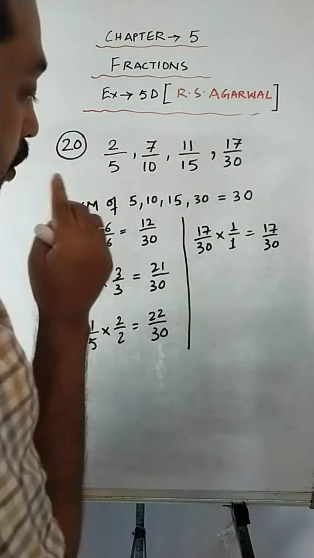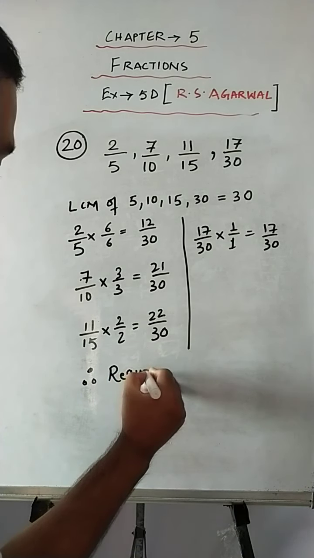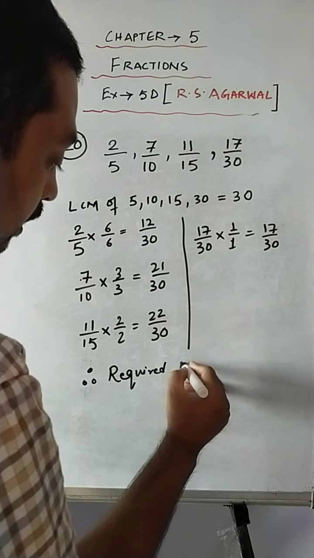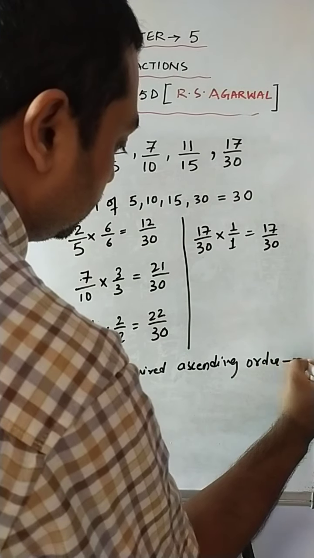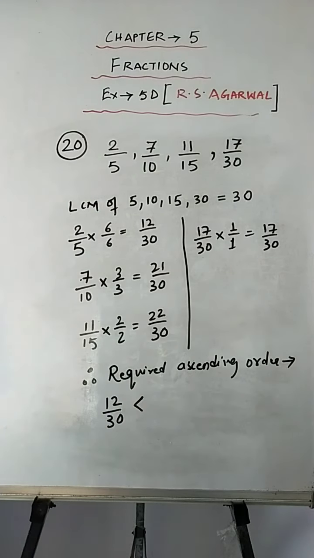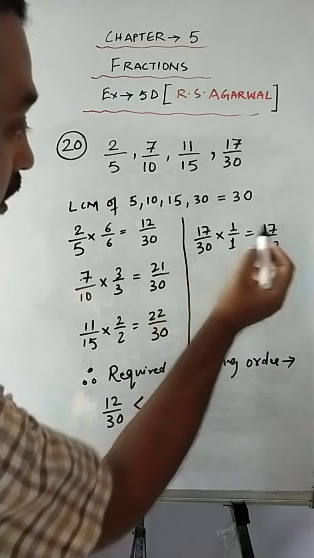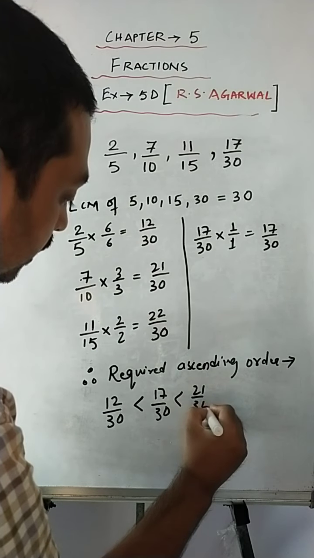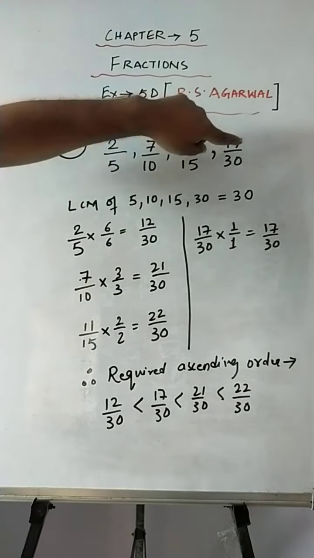Now which is the smallest fraction out here? Before that you have to write, therefore, the required ascending order. That would be what? 12 by 30. And you have to give the less than sign, students, because it is the smallest fraction. So we have to provide the less than sign in case of ascending order. Now which is the next smallest one? 17 by 30. Which is the next one? 21 by 30. And the largest one is what? 22 by 30.